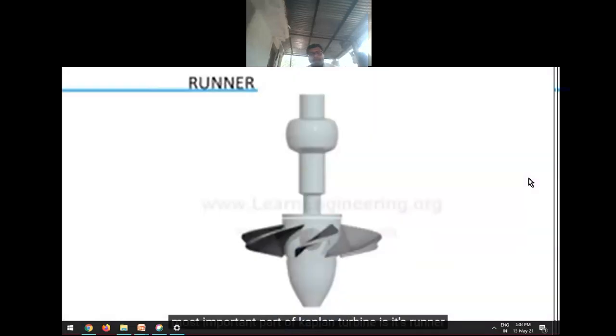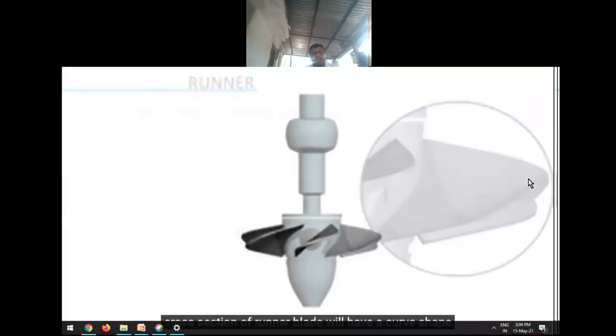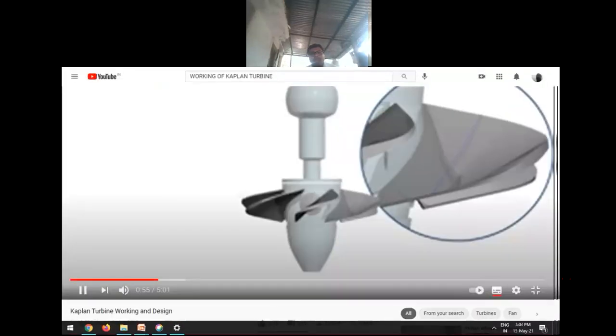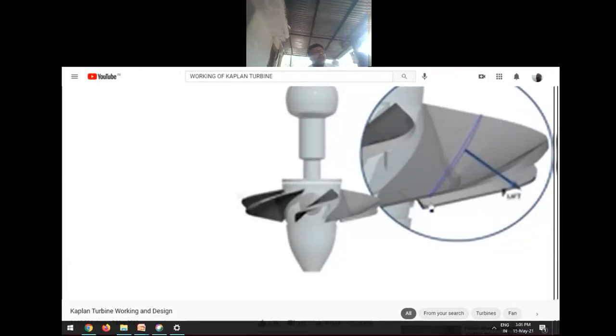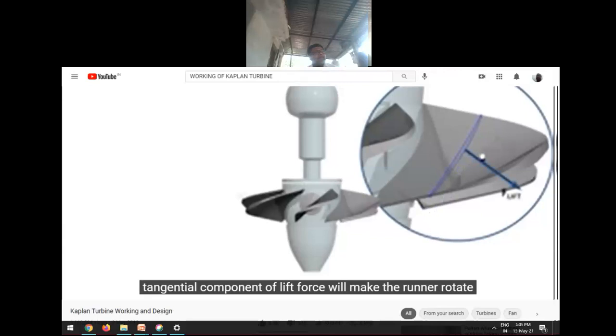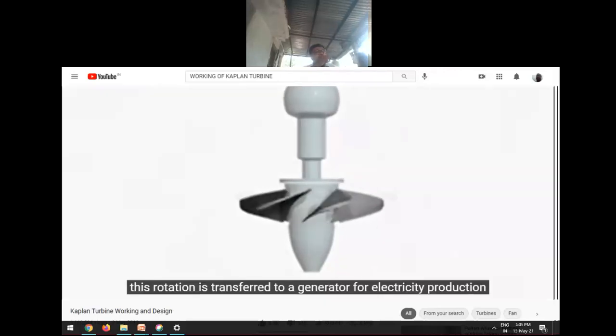The most important part of a Kaplan turbine is its runner. The cross section of the runner blade has a curved shape. When water flows over it, it will induce a lift force due to the airfoil effect. The tangential component of the lift force will make the runner rotate. This rotation is transferred to a generator for electricity production.